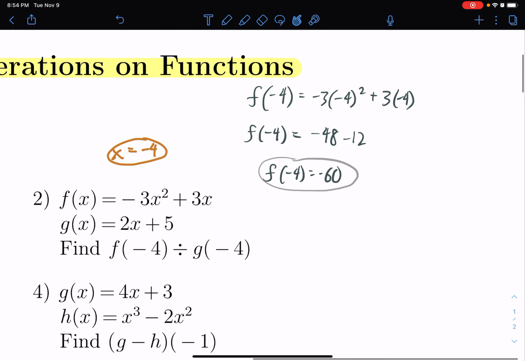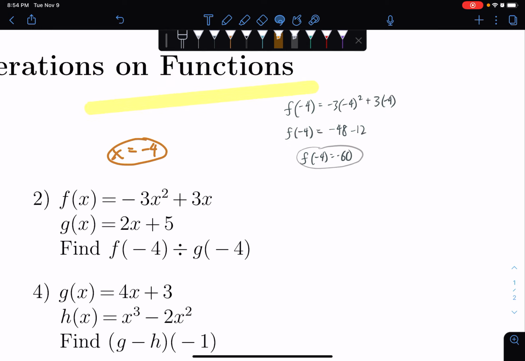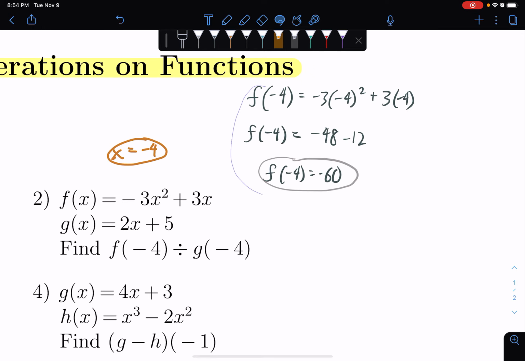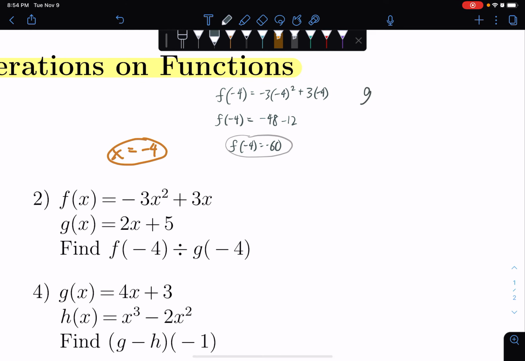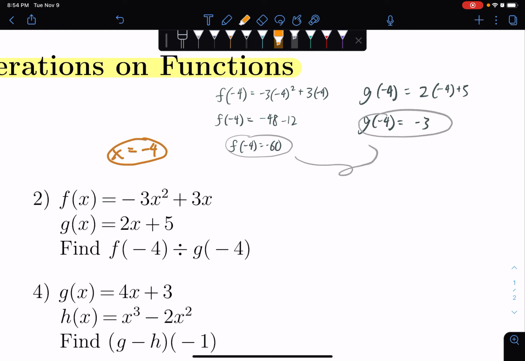Let's make this smaller. Oops, my mistake. There you go. Let's find g of x, which is, in other words, g of negative 4. It's equivalent to 2 times negative 4 plus 5. G of negative 4, negative 8 plus 5 is negative 3. So our operation in this problem is division. So f of negative 4, negative 60 divided by negative 3. Our answer is positive 20.